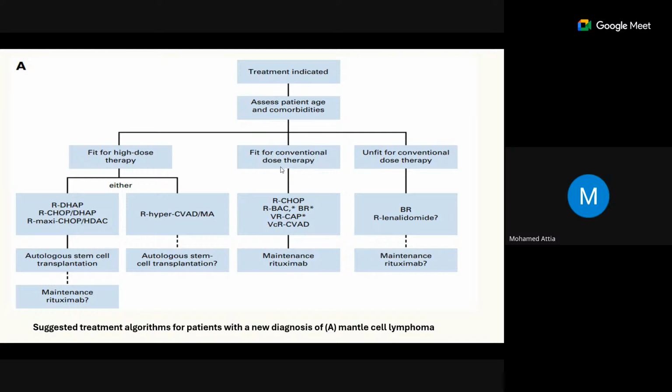For patients who cannot withstand high dose but are fit for conventional doses, R-CHOP, but better than R-CHOP is bendamustine rituximab. It is very good, and if we can add a BTK inhibitor, it will be extremely good, like the SHINE trial. For the unfit patient, we can use rituximab alone, R-lenalidomide, or BTK plus rituximab with maintenance rituximab. I think maintenance rituximab is good in any patient who goes into partial or complete remission, because it maintains the patients for a while.